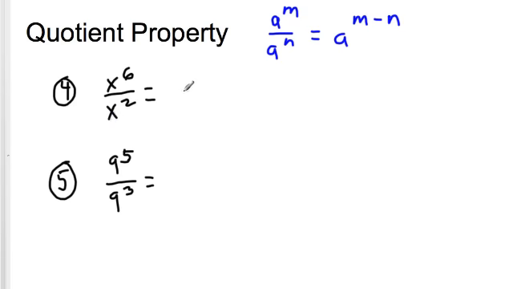In this case right here, x to the sixth divided by x squared becomes x to the 6 minus 2, which is equal to x to the fourth. Understand how we get that? X to the sixth power, I'll write off to the side, is 6 x's, remember?